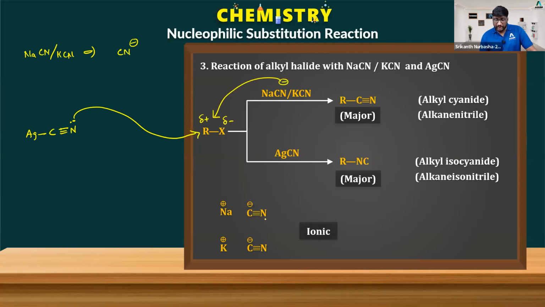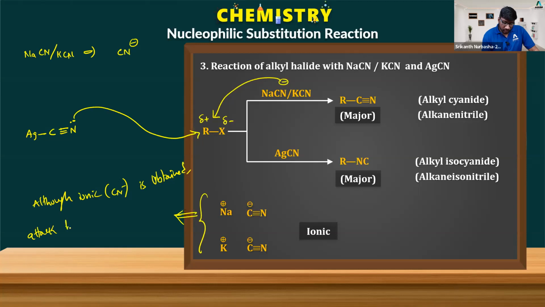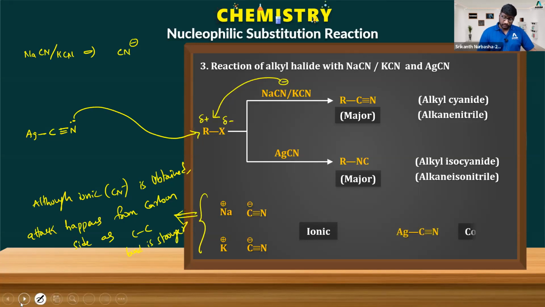Same reason, NaCN or KCN, they are ionic. If they are ionic, why does the attack happen from the carbon side, why not from the nitrogen side? Although ionic CN minus is obtained, the attack happens from the carbon side as the carbon-carbon bond is stronger. AgCN is covalent, so carbon is not freely available, so attack only happens from the nitrogen side.